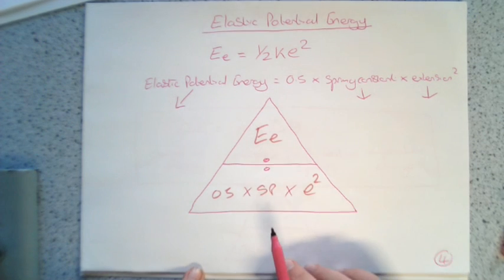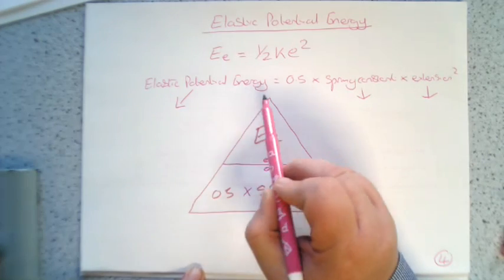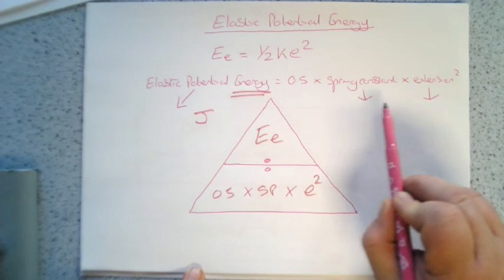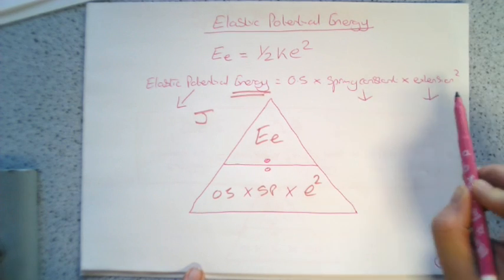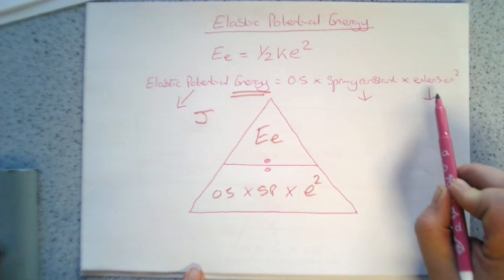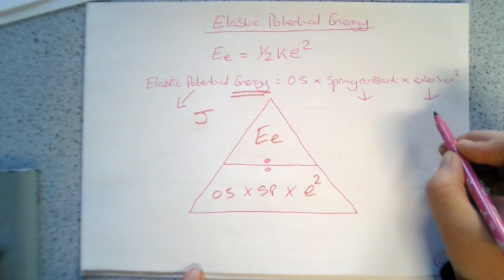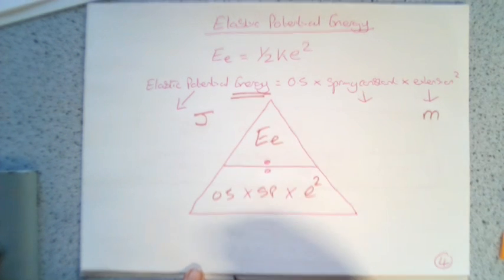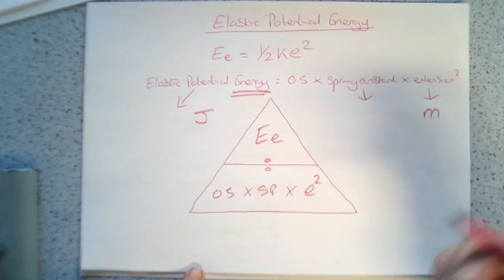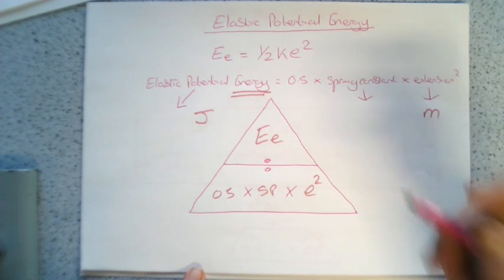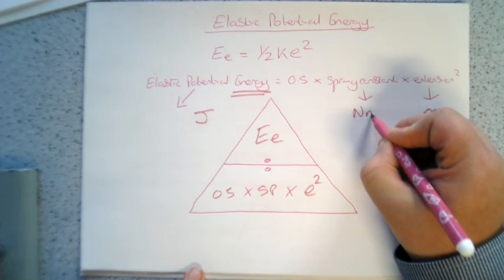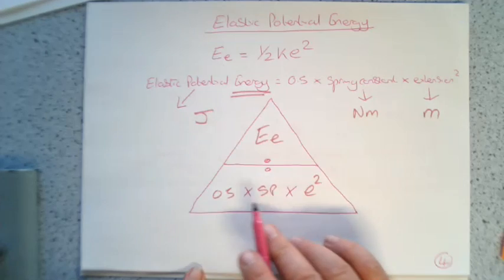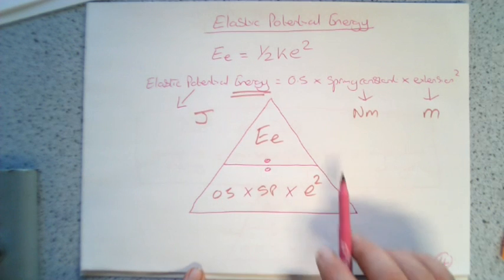Now, let's think about some of the units that we have here. Because it's energy, it's always going to be in joules, okay? Spring constant, well, let's come back to that. Extension, that's going to be in meters. And our spring constant, well, it's about applying a force, so that's going to be Newton meters, okay? So we've got our units, we've got our equation, we can look at rearranging it.